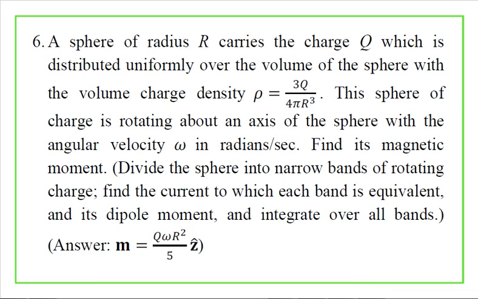Another similar problem: a sphere of radius r carries a charge q which is distributed uniformly over the volume of the sphere with volume charge density rho equal to 3q by 4 pi r cube. Now this sphere is rotating about an axis of the sphere with an angular velocity omega. Find the magnetic dipole moment. This problem is also similar to the first problem. The only difference is here the charge is distributed uniformly throughout the sphere, so we have to consider the volume charge density. You can do it yourself, and the answer will be q omega r square by 5 into z cap.